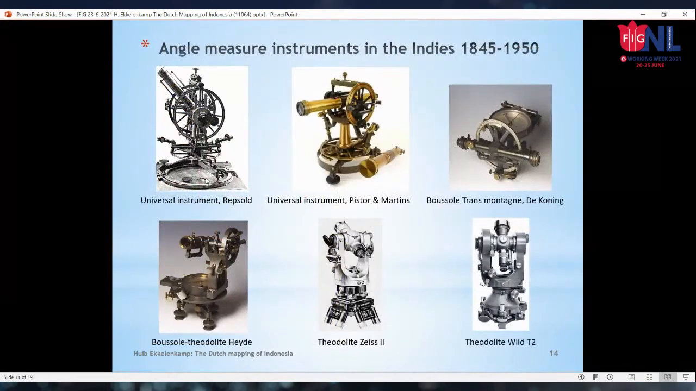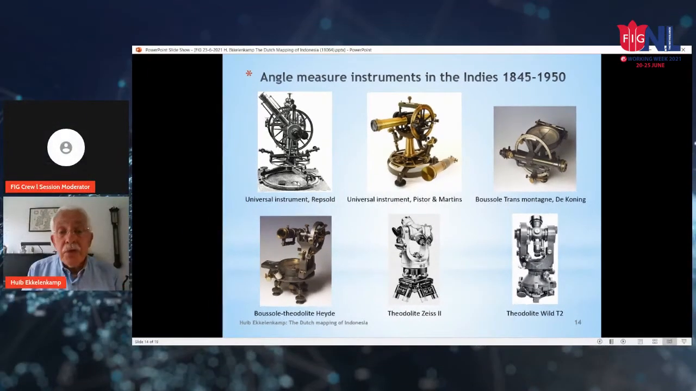Some instruments used here in this survey work are shown in this slide. These were important for accurate measurements over long distances.